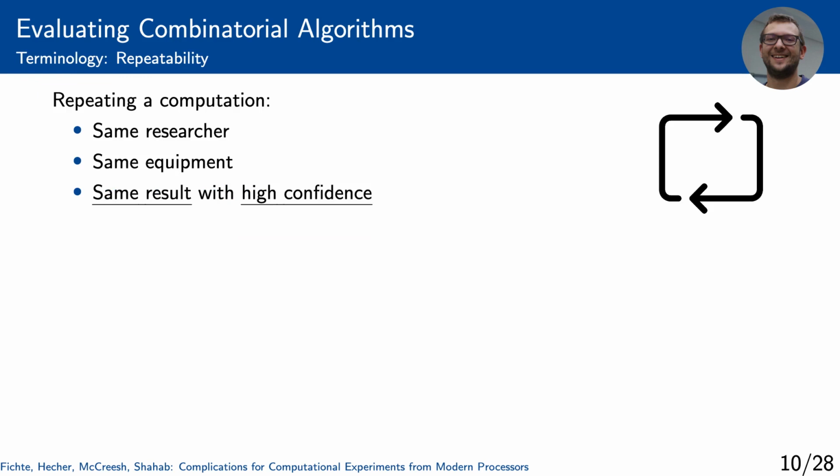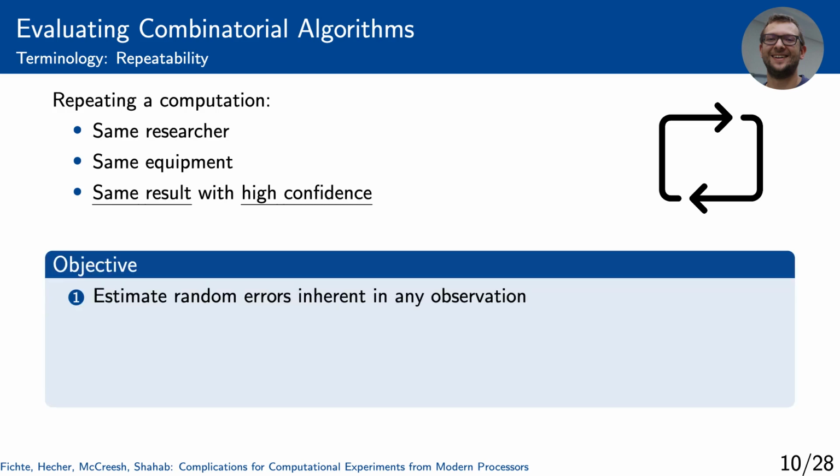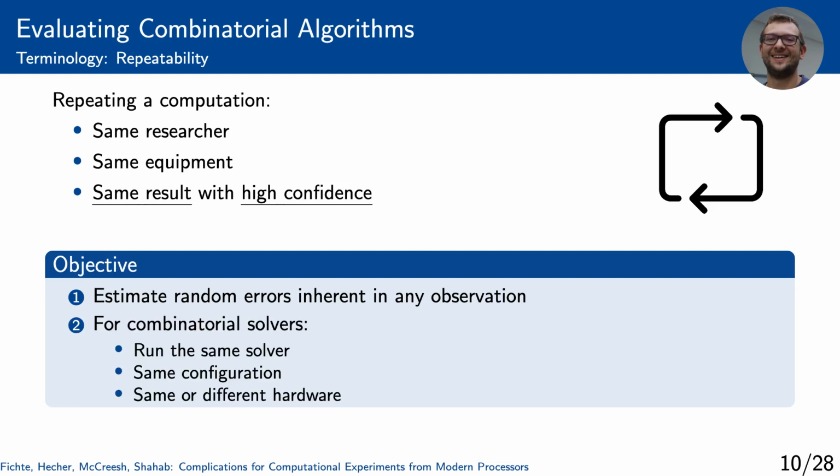Repeatability addresses the topic of repeating a computation by the very same researcher with the same equipment with the outcome that the same result is obtained with high confidence. Repeatability aims to estimate random errors inherent in any observations. So when we talk about combinatorial solvers, we can say that we run the same solver multiple times with the exact same configuration on the same or different hardware. Related works are toolings like runsolver or benchexec.